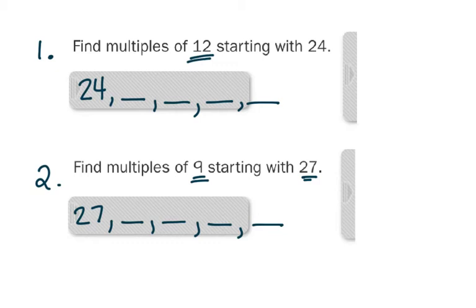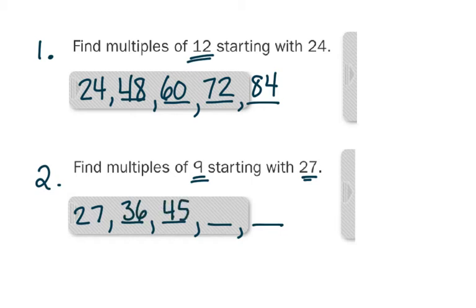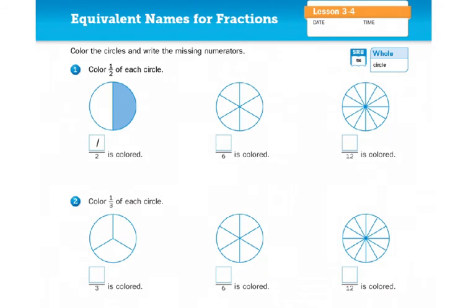So we have 24, 48, 60, 72, and 84. For the multiples of 9, starting with 27, which would be 9 times 3, 9 times 4 is 36, 9 times 5 is 45, 9 times 6 is 54, 9 times 7 is 63. Go ahead and wipe off your whiteboard. We're going to move into our journal next.